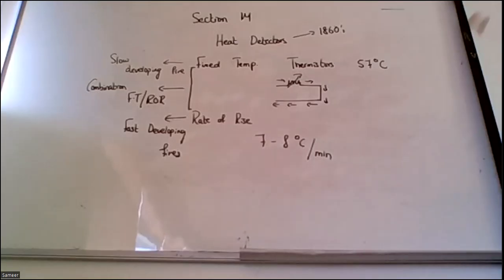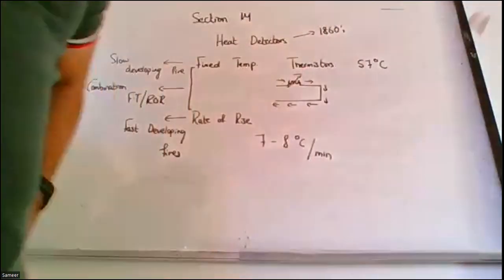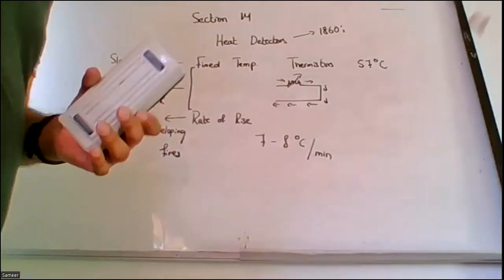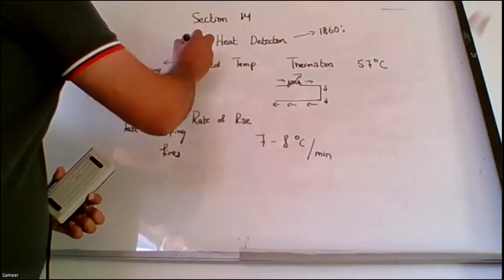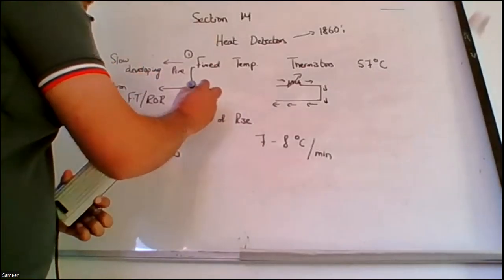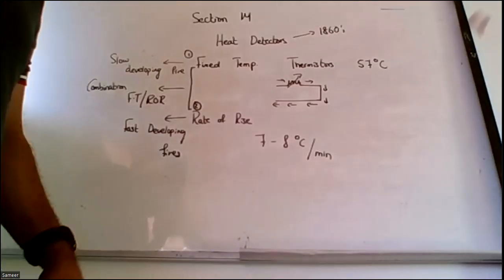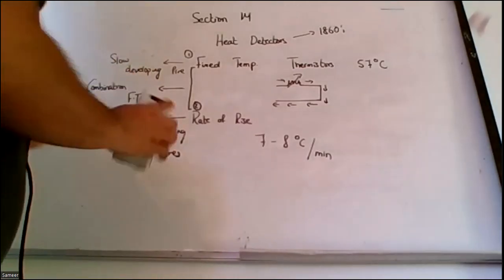The third type of detector is a rate of compensation detector. Why do I require a rate of compensation? For that purpose, we need to understand one phenomenon. So, heat detectors, we have discussed three types. First is fixed temperature and rate of rise. Now we will discuss the phenomenon of the third type of detector, that is rate of compensation detectors.